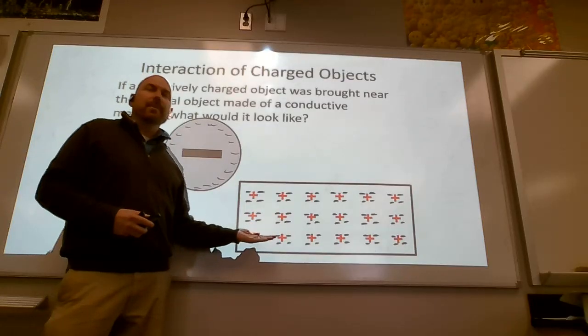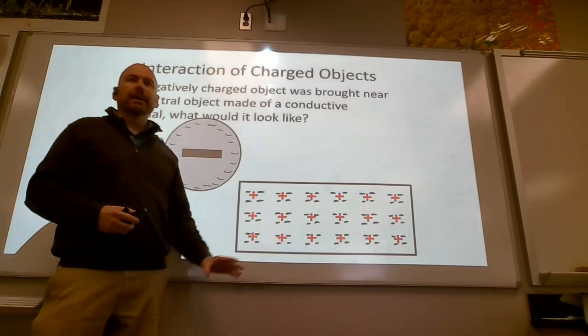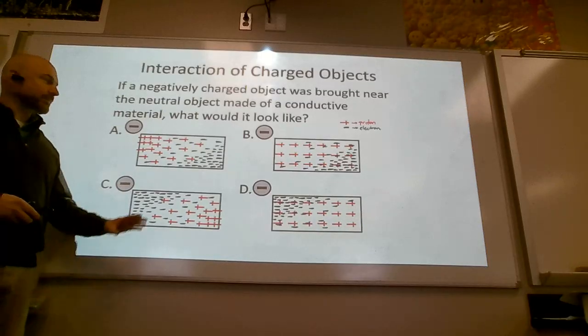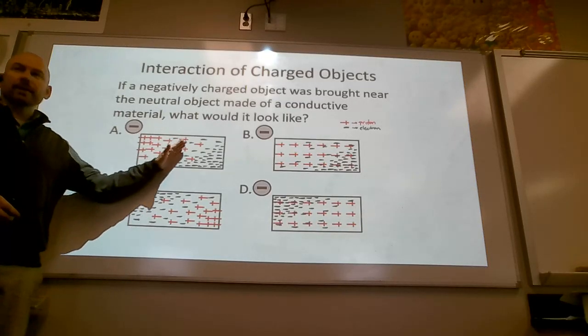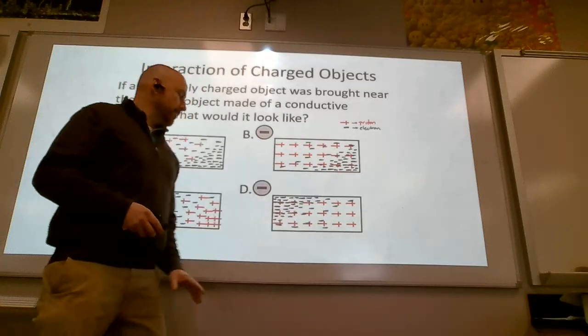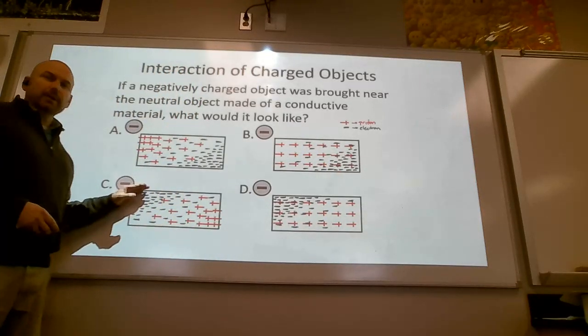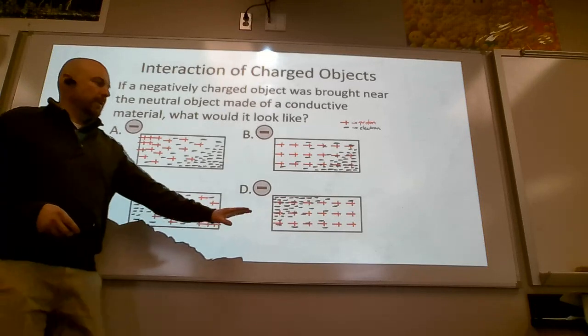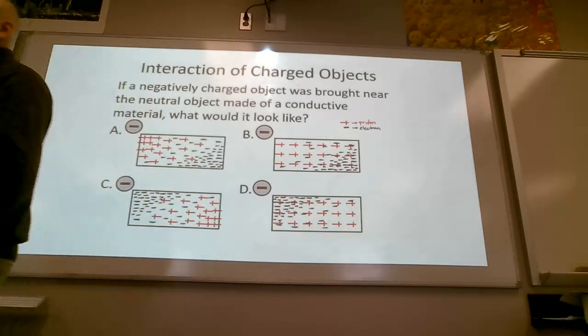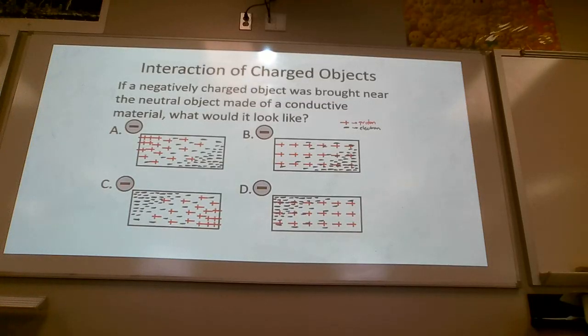What goes on microscopically inside the conductor? Here are your options. Protons go near, electrons go away. Protons stay put, electrons go away. Electrons go near, protons go away. Electrons come near, protons stay put. So think. Thumbs up when you have a guess.